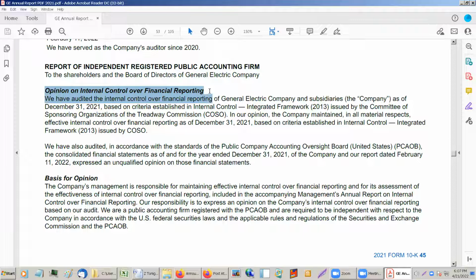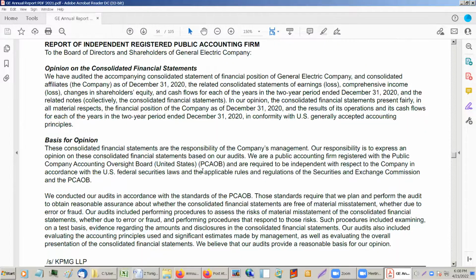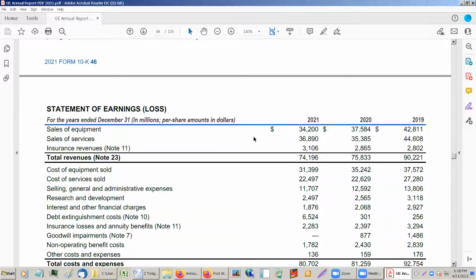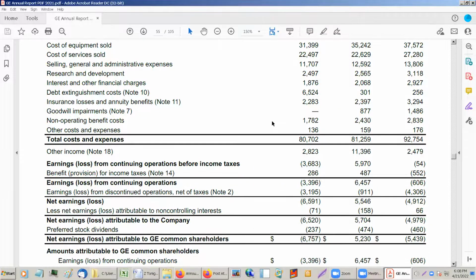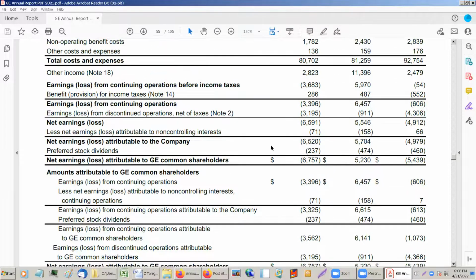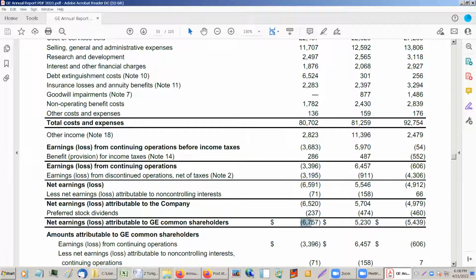Here's an opinion on the internal control. So there's two opinions for a publicly traded company. Opinion on the consolidated financial statements. That's just all of them together. They usually have it on a consolidated basis. And anyway, here come the financial statements. These are all in what, millions? Millions. So they had a bad year. They lost $6 billion. Wow, they had quite a roller coaster.